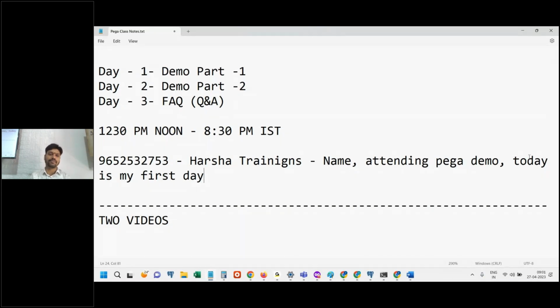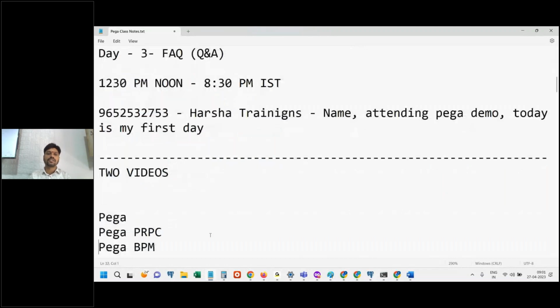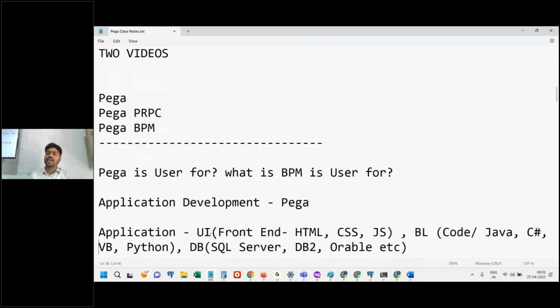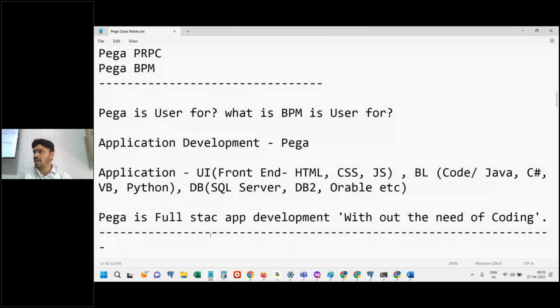Okay, next. On day one and day two together, we have discussed what is PEGA, what is BPM, what is the use of PEGA and BPM, what is the architecture of BPM, what is the architecture of PEGA. After this, we have got an idea about what is automation of program. That is the most important point we have discussed.